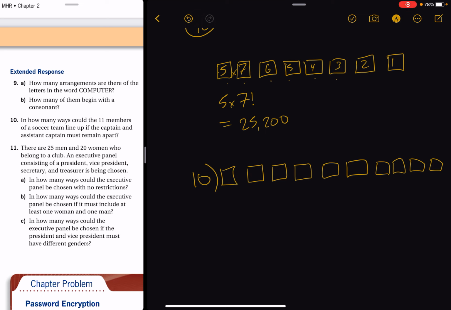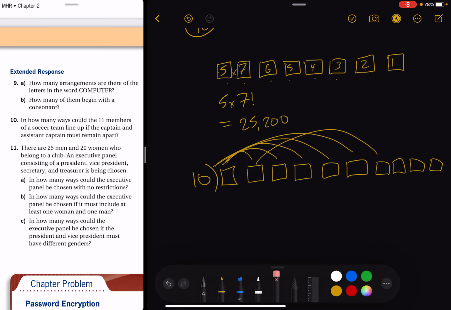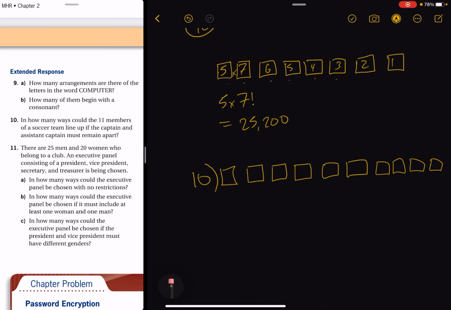Now, there are so many ways that they could be apart. They could be 1 apart, 2 apart, 3 apart, 4 apart. There are so many different ways that they could be apart. But there aren't that many ways they can be together. There are fewer ways that they can be together.